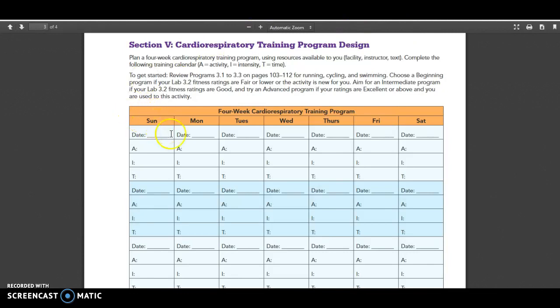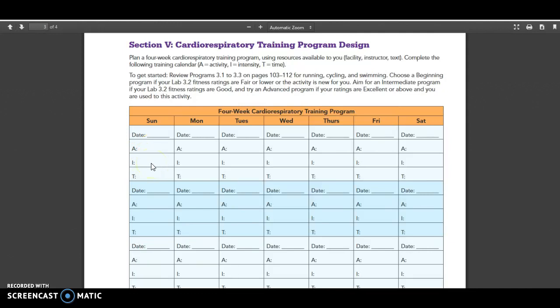Now, there's no need for you to write dates in here at this point in time. All I want you to do is let me know the days of the week that you're going to be exercising. You're going to answer A, activity. I'm going to be walking. I'm going to be jogging. I'm going to be swimming. I'm going to be cycling. What's going to be your aerobic activity? That's all we care about right now.